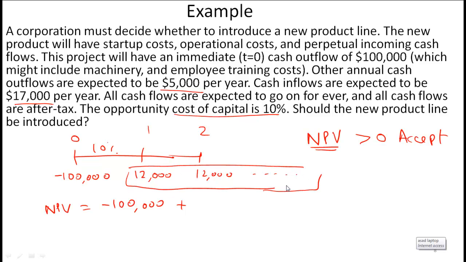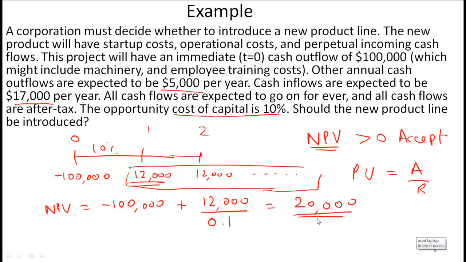If you recall the formula for a perpetuity, the present value for a perpetuity was A over R. What is A? It is 12,000, divided by R, the discount rate. Discount rate here is 0.1. So we essentially have minus 100,000 plus 120,000, which is 20,000. So notice that the NPV is positive, therefore you accept the project.